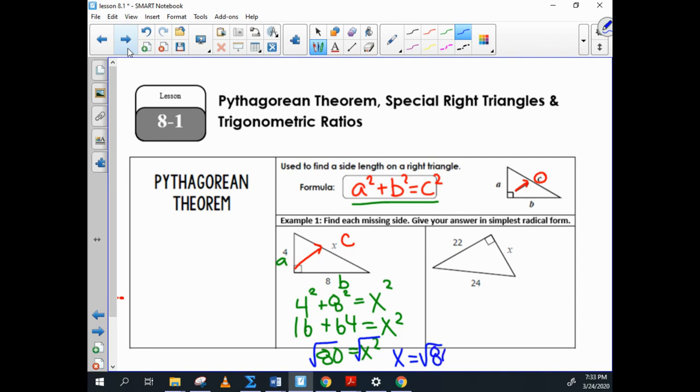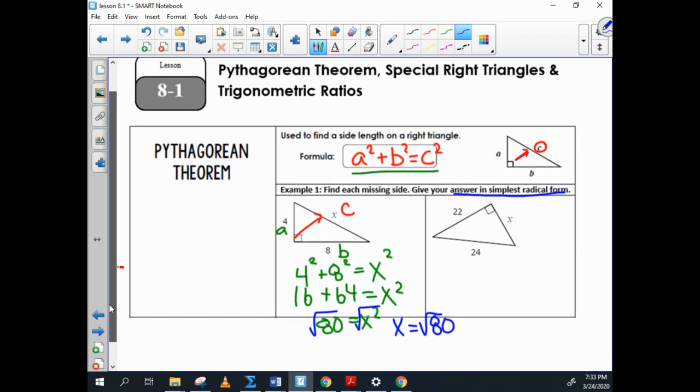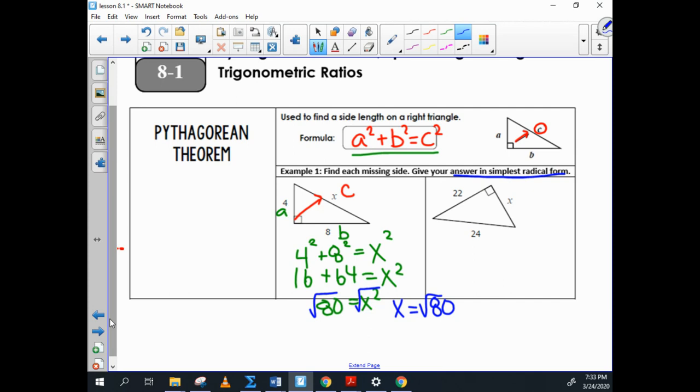Now, they're going to ask you on the assignment to give your answers in simplest radical form. So don't plug it into the calculator unless you have one of those fancy calculators that simplify radicals. We're going to just remember that 80 is 16 times 5. So when we simplify that, we know the square root of 16 is 4, and then we'll leave the square root of 5 under the radical. And that is going to be our missing side.